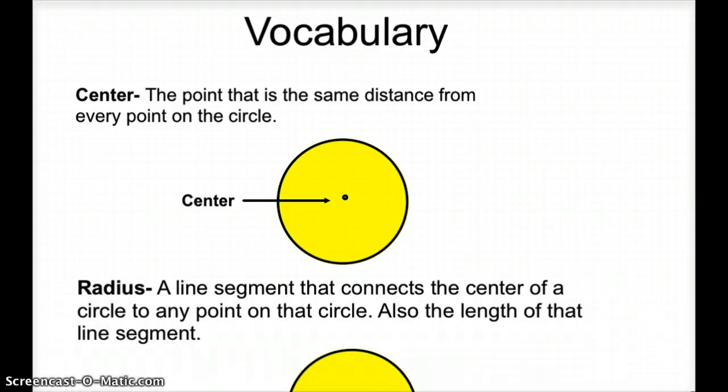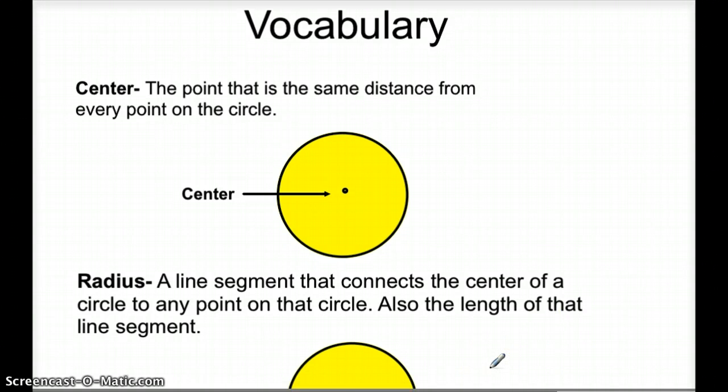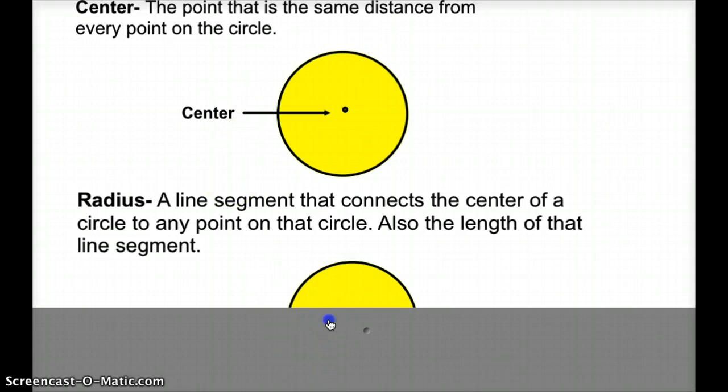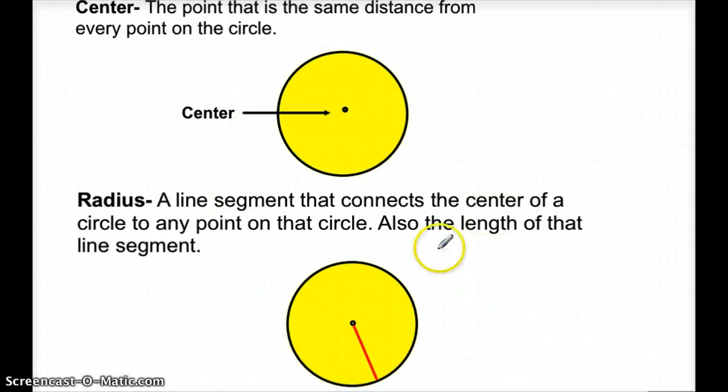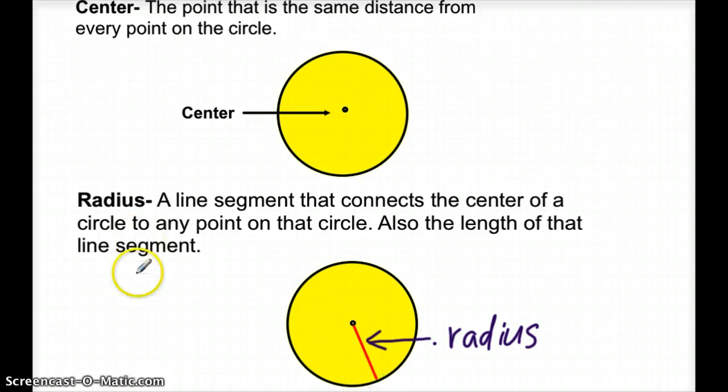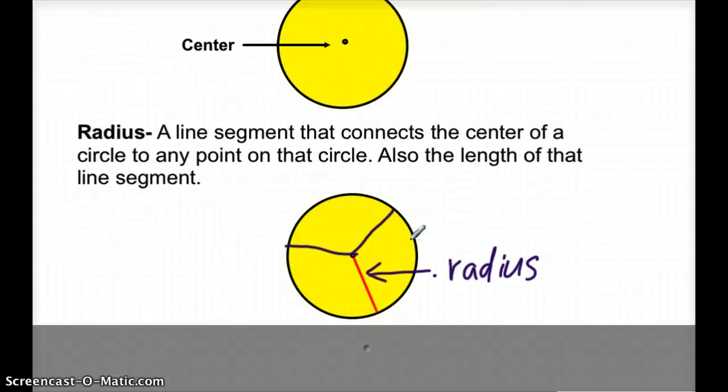Your second vocabulary word is radius. This is a line segment that connects the center of a circle to any point on that circle. It's also the length of that line segment. So this red line segment is called the radius. And it's the point from the center to the edge of the circle at any point. So this is also a radius, and that's also a radius. And those will all be the same length.